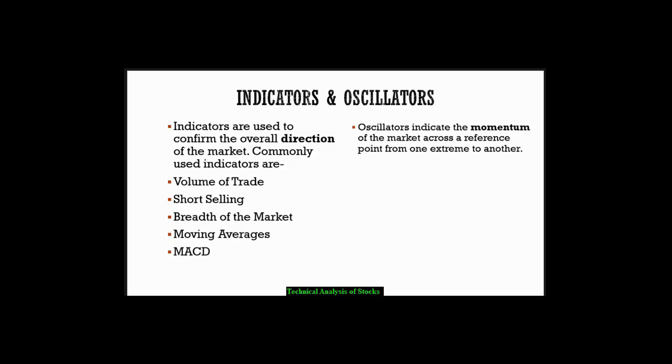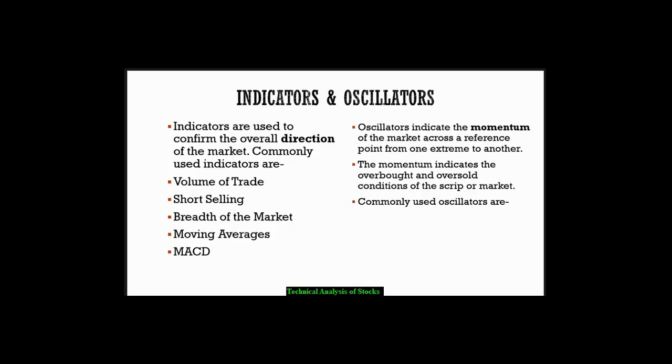On the other hand, oscillators are indicators that show the momentum of the market across a reference point from one extreme to another. The momentum indicates the overbought and oversold conditions of the market, and the commonly used oscillators are Bollinger Band, RSI and ROC. RSI is Relative Strength Index. ROC is the rate of change.